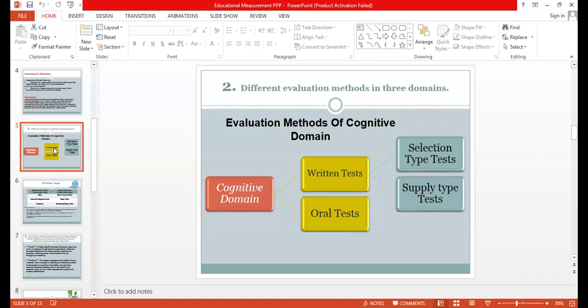Finally, I would like to say, in cognitive assessment, we can use both formative and summative assessment.